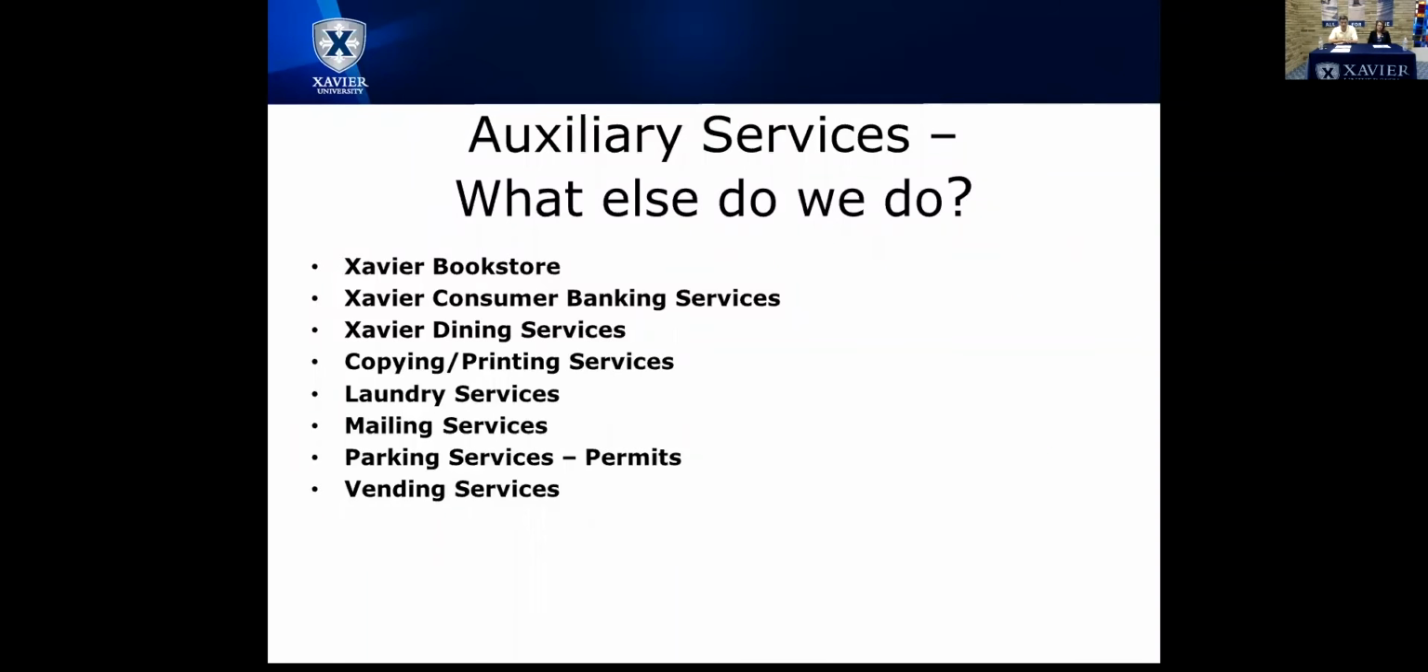Next slide is a little bit more about auxiliary services. I mentioned that our department does quite a bit of things outside of the card. These are some bullet points of some other things that we do. We do our campus bookstore, a lot of the retail operations on campus, consumer banking services, which Barbara's going to talk to you a little bit more about. We do dining services, so anything with food, meal plans, retail dining, all of our unattended services, so copying machines, laundry machines, vending machines, all of that. I can answer anything related to those things.